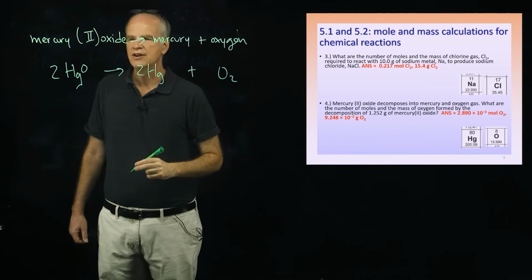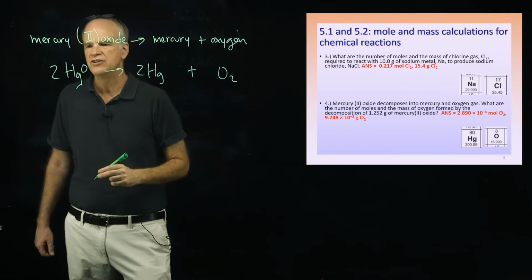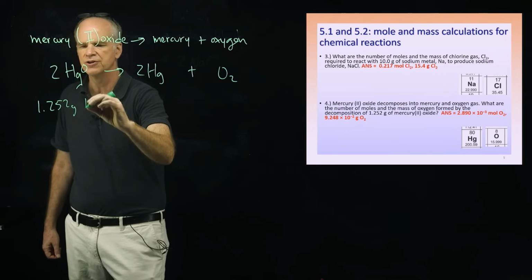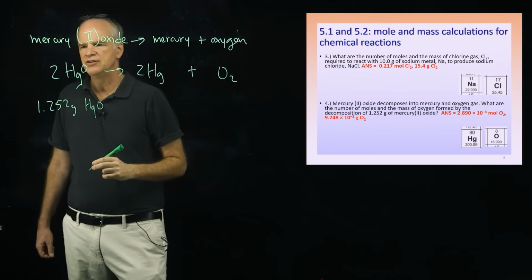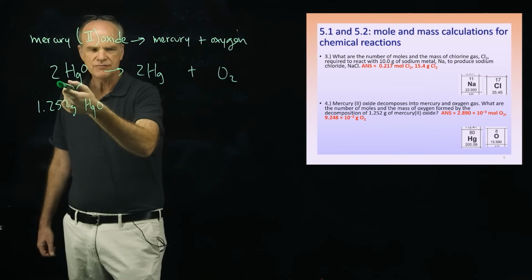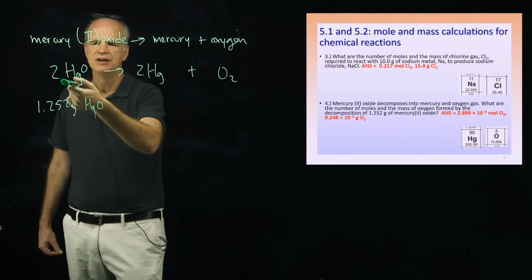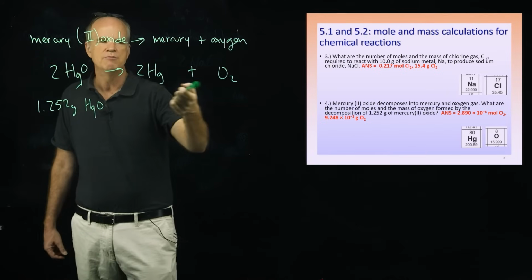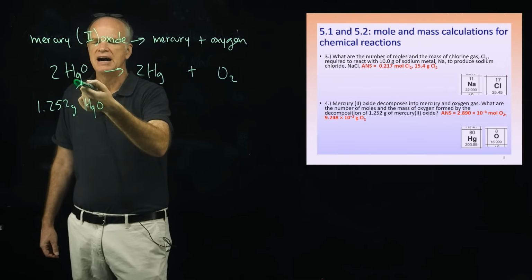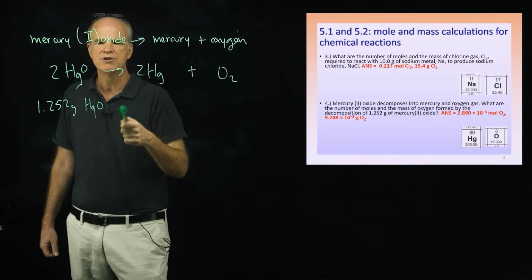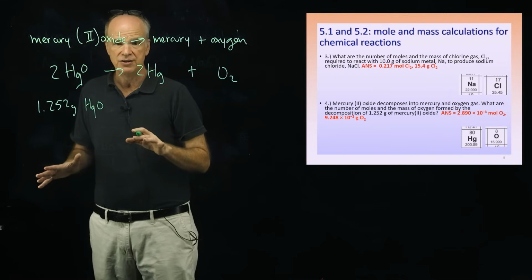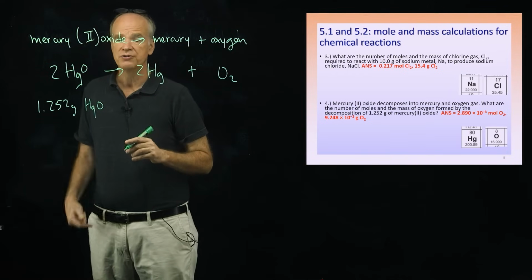Okay, what are the number of moles and the mass of oxygen formed by the decomposition of 1.252 grams of mercury oxide? So we have 1.252 grams of mercury oxide. Now we want to get this into moles and mass of oxygen. What you can see here is that these coefficients in this equation are not mass coefficients, these are mole coefficients, and so we can see that for every 2 moles of mercury oxide we get 1 mole of oxygen gas. So what we really need to do is take the grams of mercury oxide and get this into moles of mercury oxide. For that, we need to know the molar mass of mercury oxide.